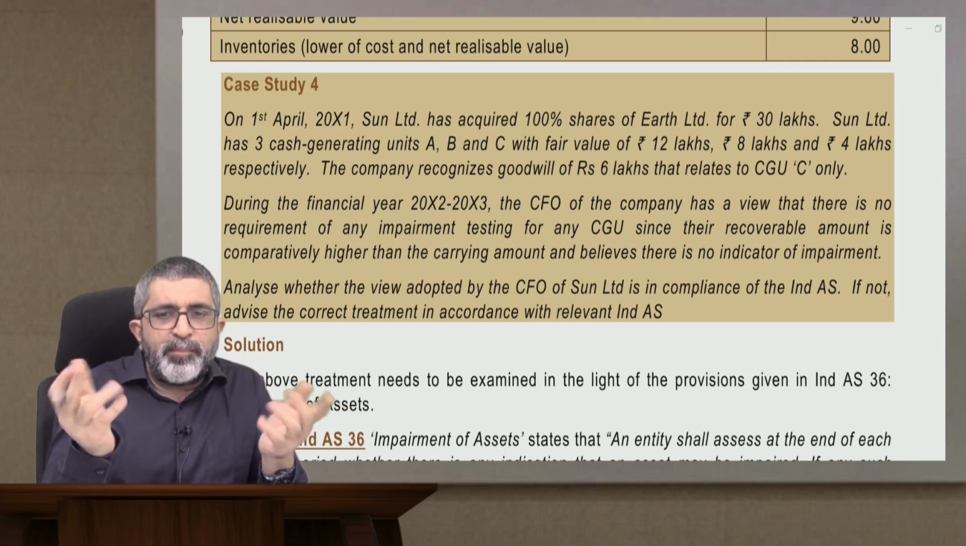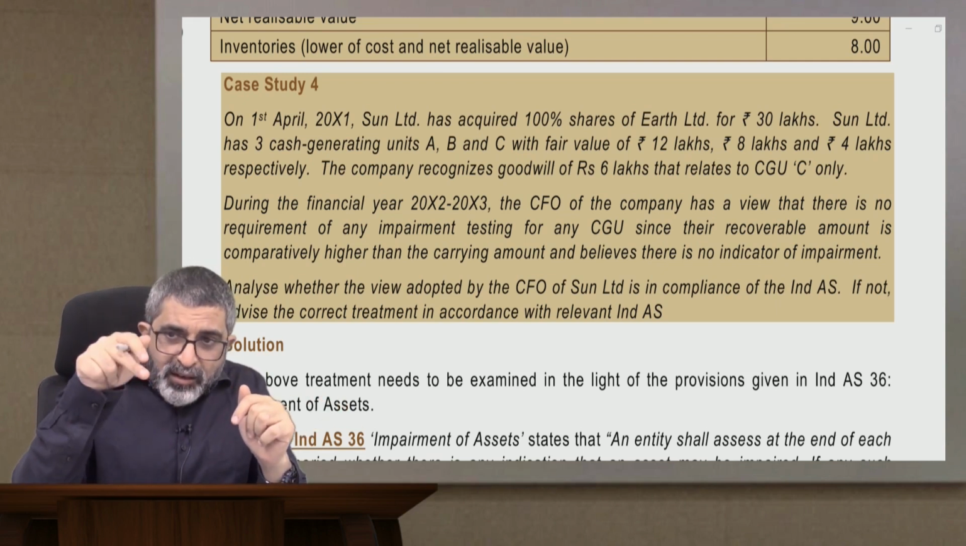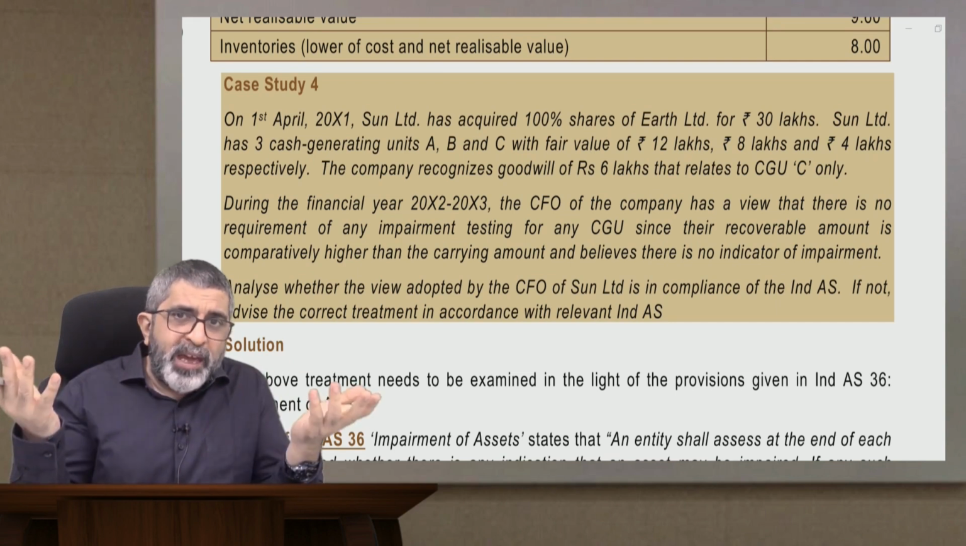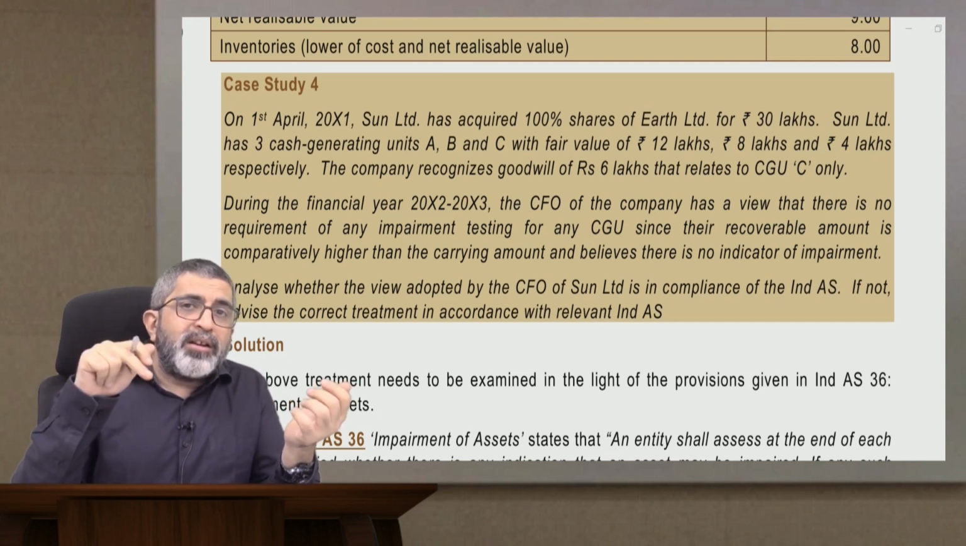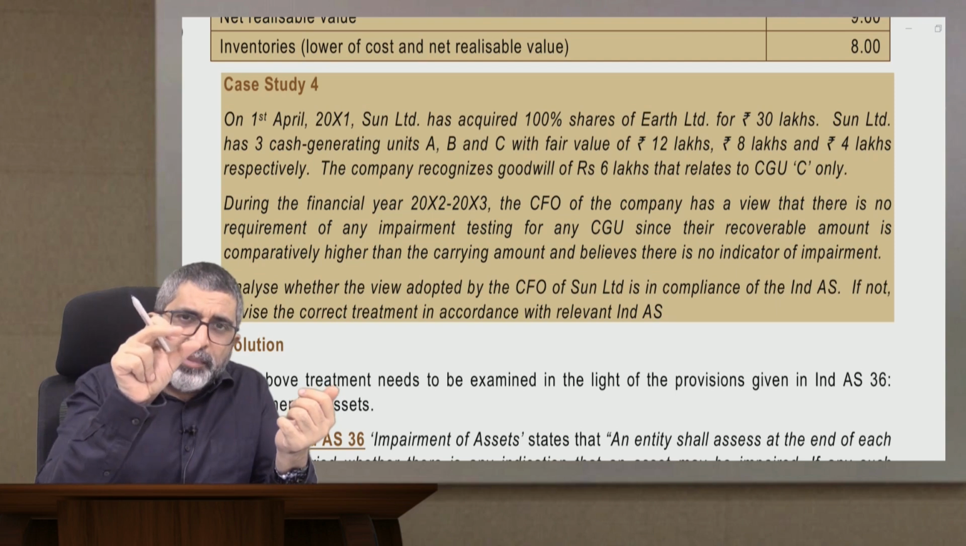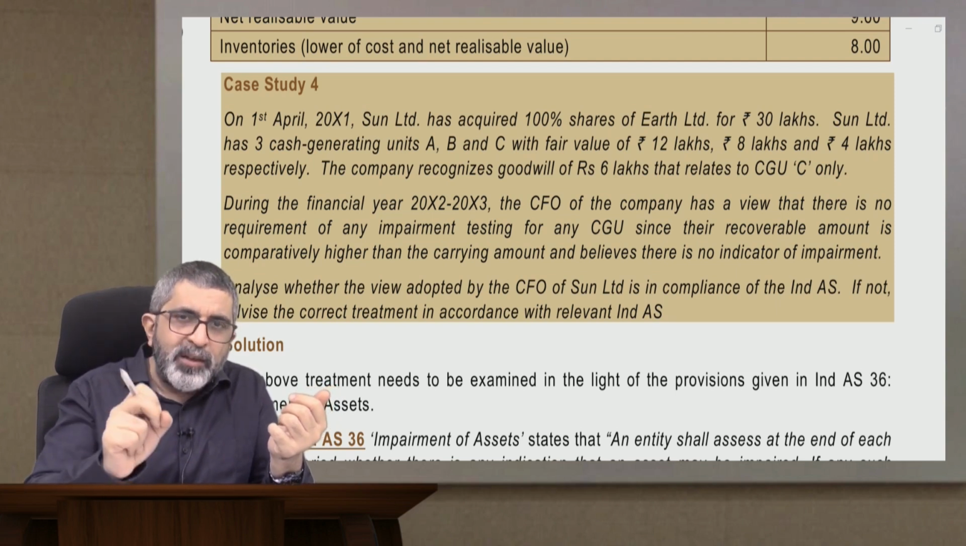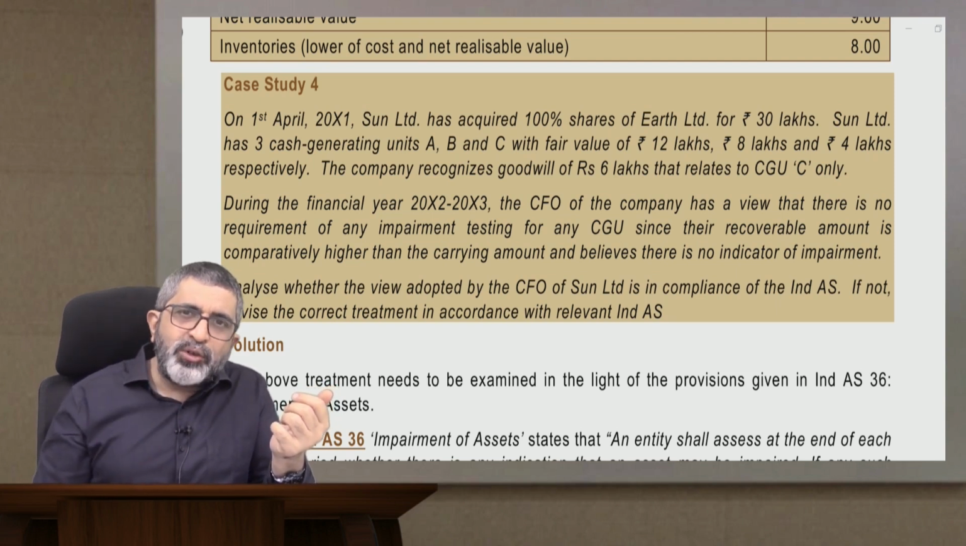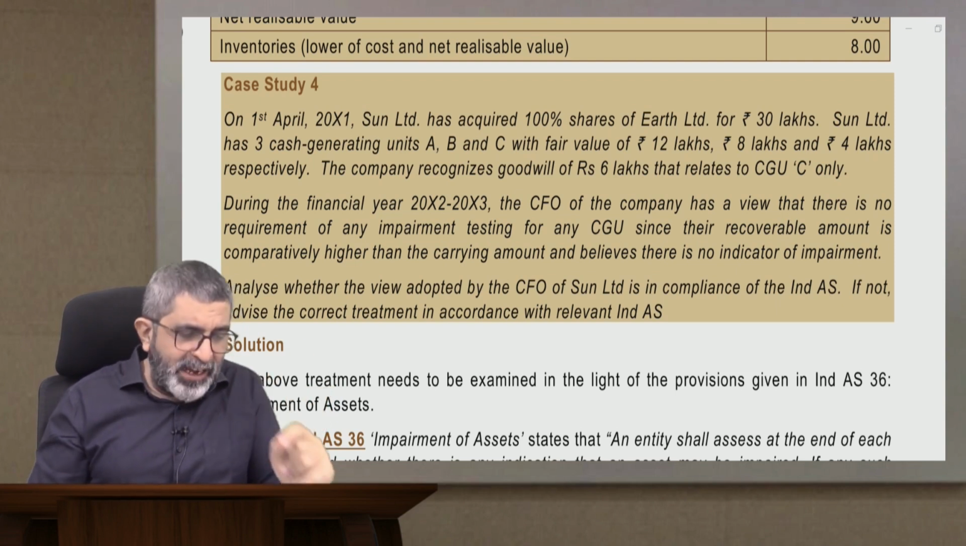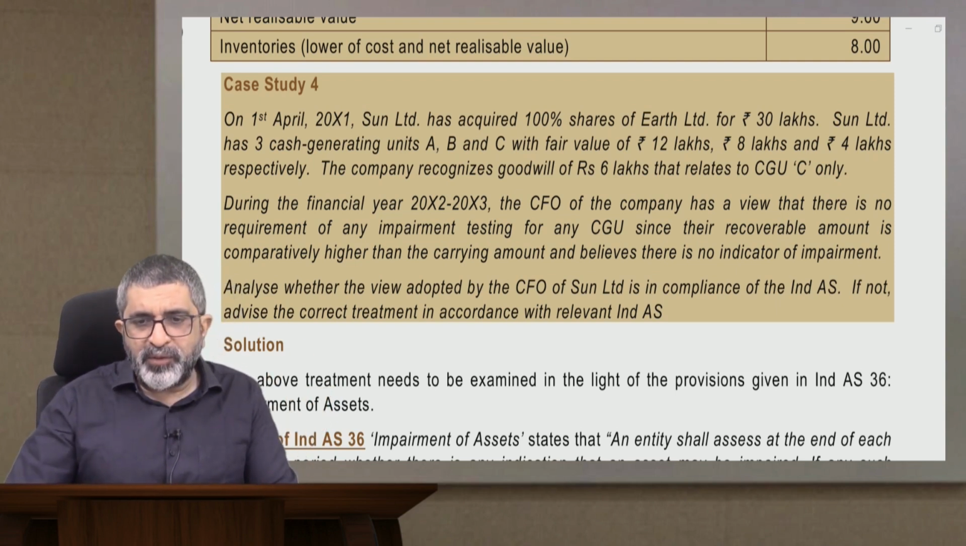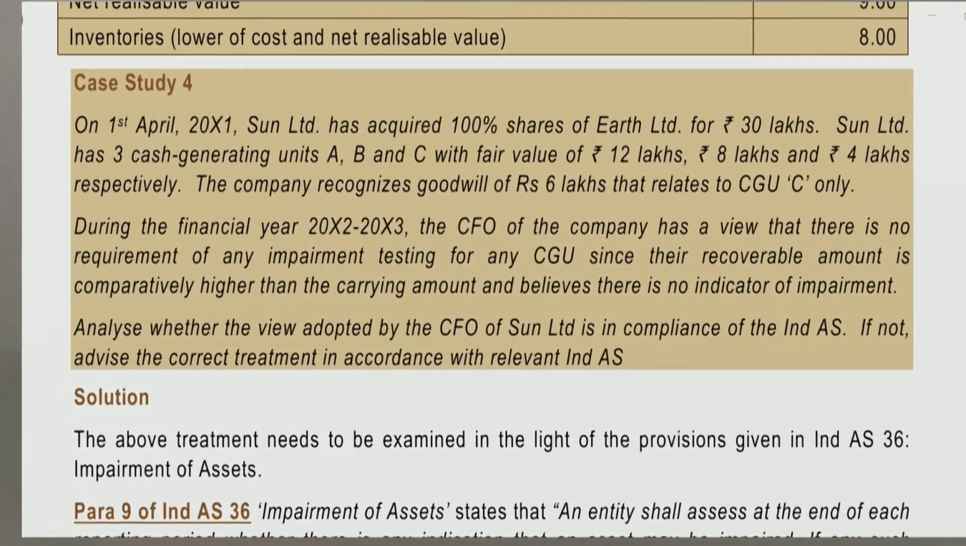That is the problem over here, that there is no indication of impairment, that is understandable, but not because of that condition, but it is because of the existence of goodwill that you need to carry out the test of impairment on annual basis. So look at the answer given by ICAI over here.